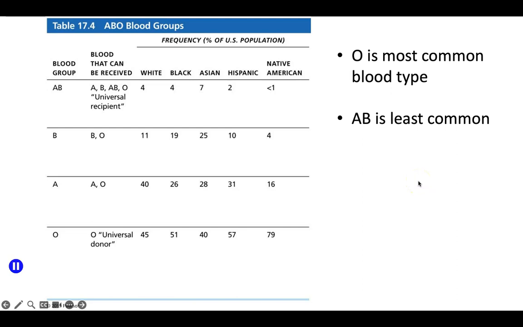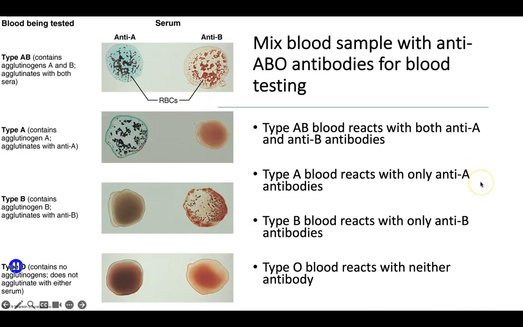You can see that within the US population, the most common blood type is type O. And that really seems to go across all subpopulations within the US. The least common blood type is type AB. So you can see under 10% of the population has that type AB blood. So less than 10% is the universal recipient, and about 50% are universal donors.